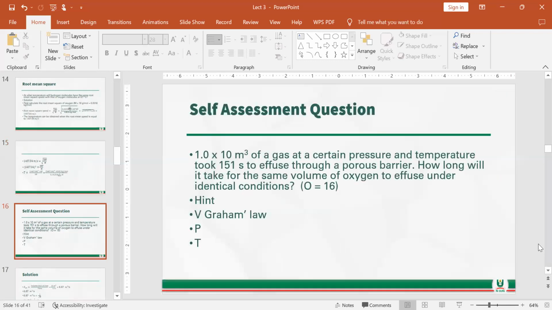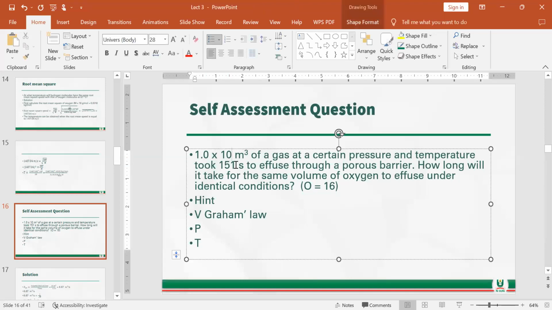Self-assessment question. 1 times 10 raised to the power of 2 meters cubed of a gas at a certain pressure and temperature took 151 seconds to diffuse through a porous barrier.